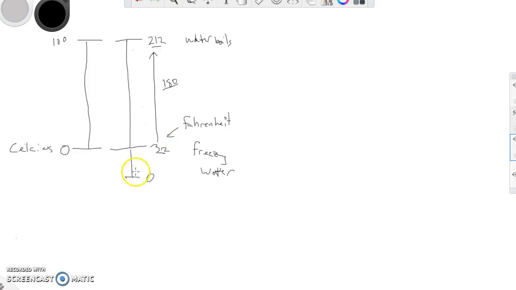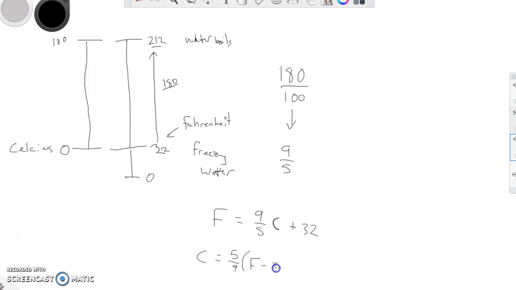If we want to convert between these, this distance is what we use. We say 180 degrees Fahrenheit per 100 degrees Celsius, which simplifies to 9/5. That's our conversion factor. If we want to go from Celsius to Fahrenheit, we take 9/5, multiply it by the number of degrees Celsius, and then add 32, to adjust from that 0 point. To go the other way, we subtract the 32 and then multiply by 5/9. So C equals 5/9 times the Fahrenheit temperature minus 32.